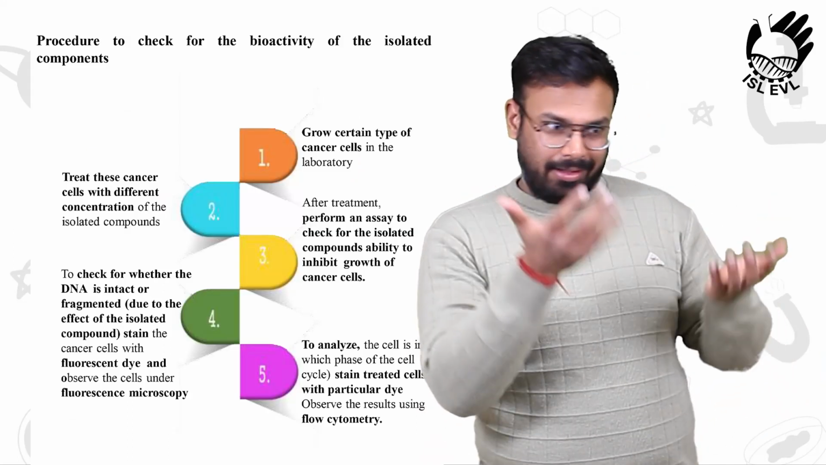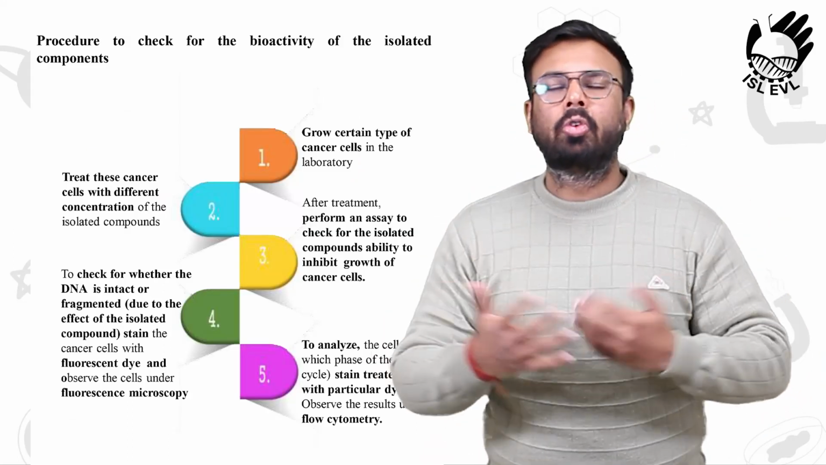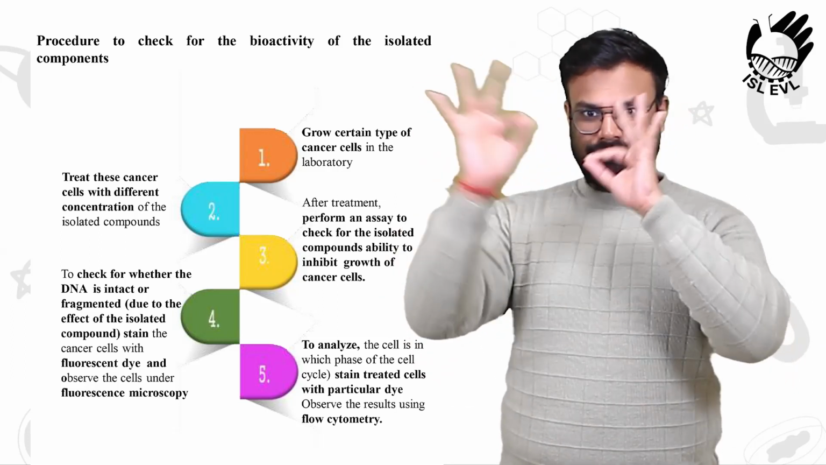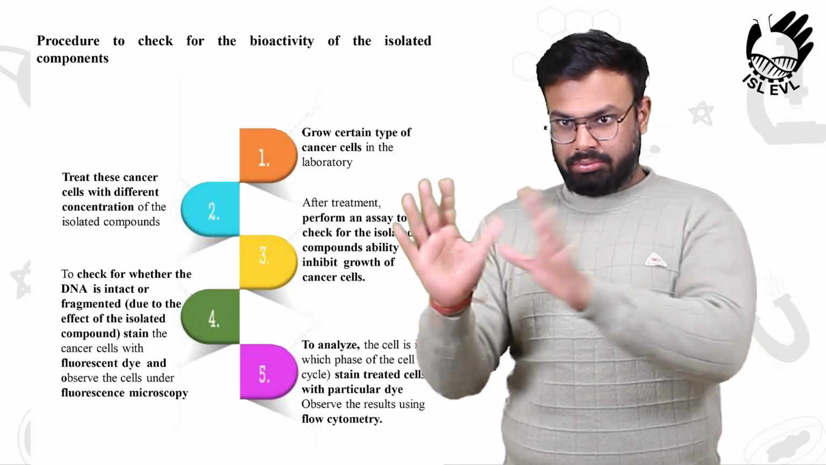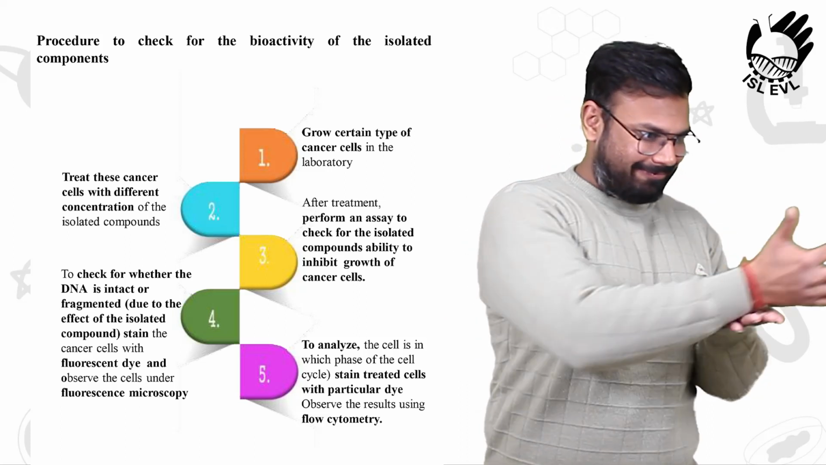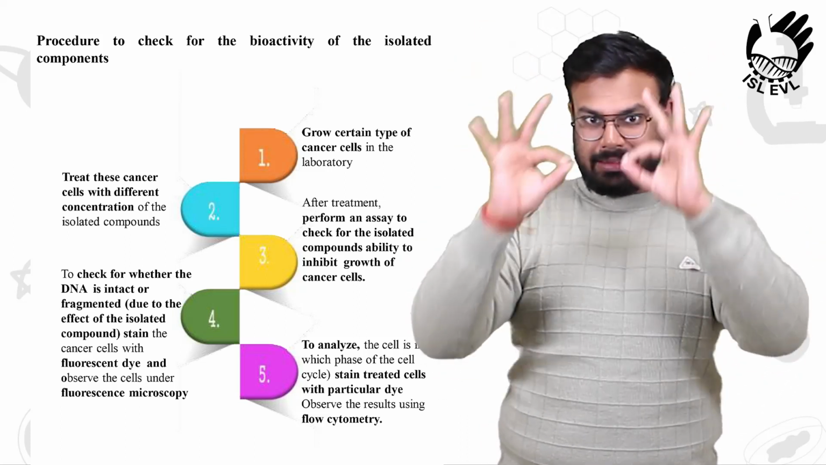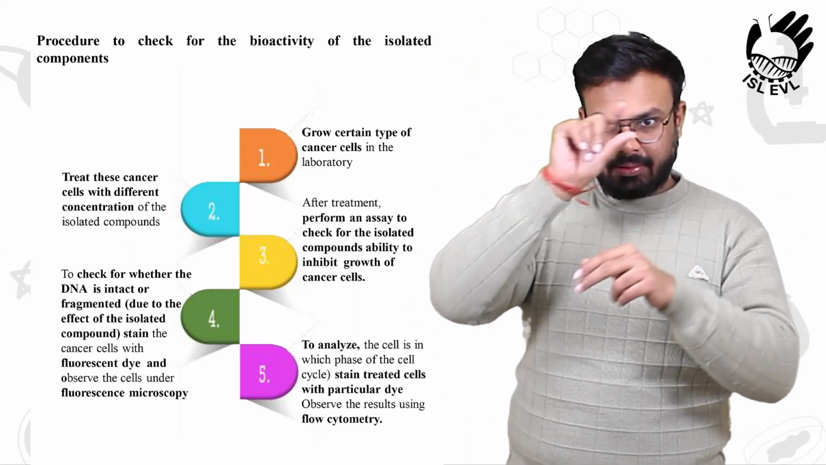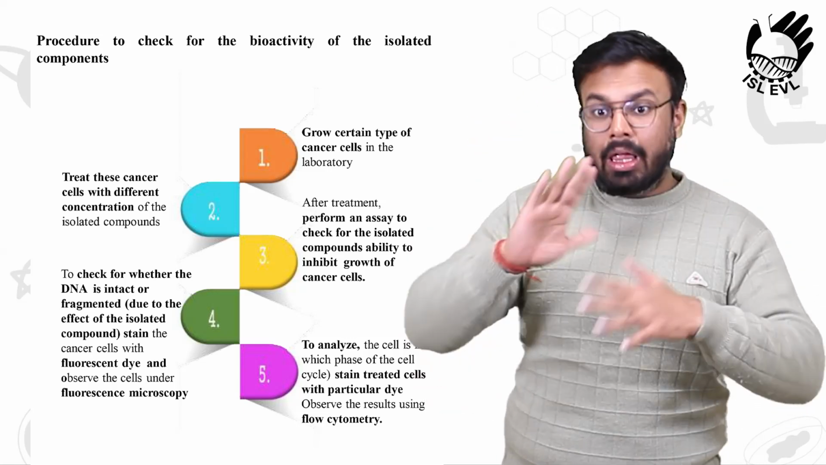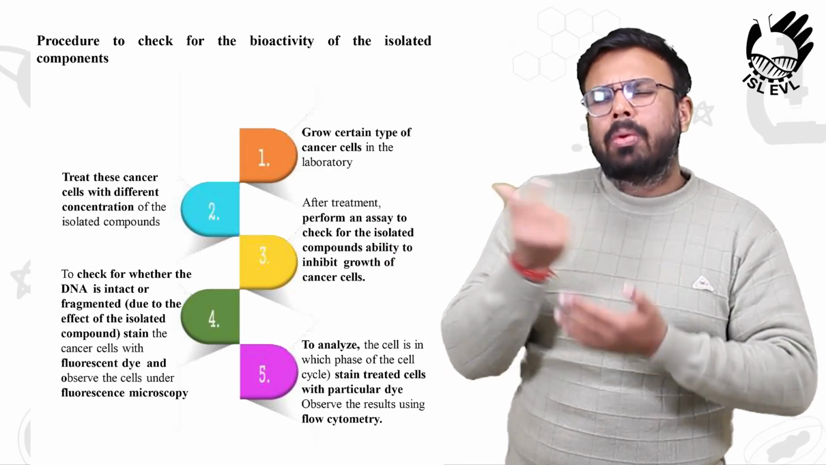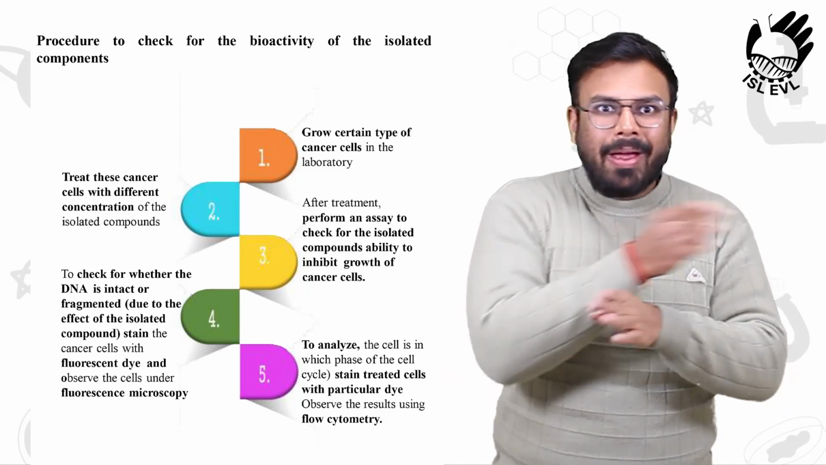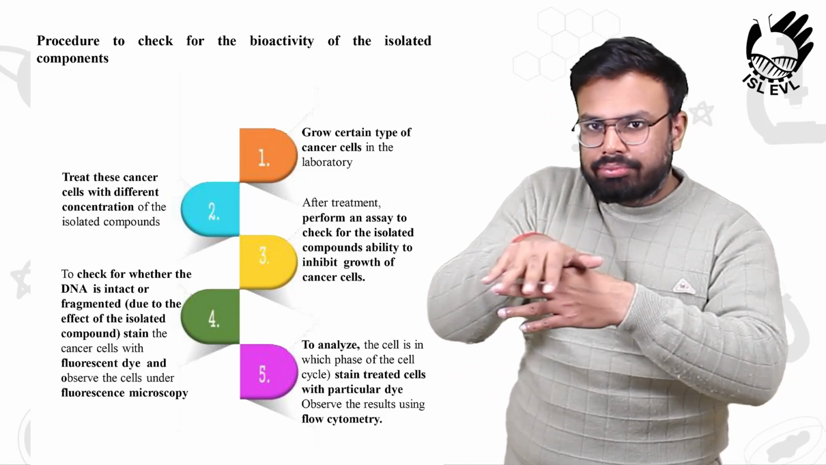Procedure to check for the bioactivity of the isolated components. First, grow certain type of cancer cells in the laboratory. Second, treat these cancer cells with different concentrations of the isolated compounds. Third, after treatment, perform an assay to check for the isolated compounds' ability to inhibit growth of cancer cells.